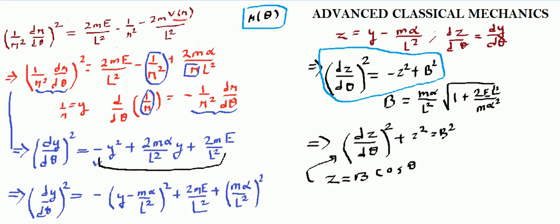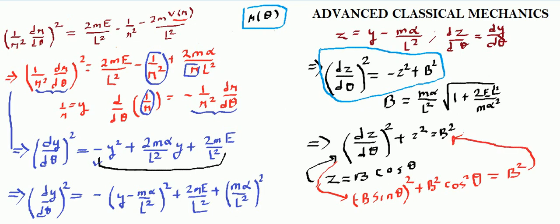The first term in this equation is (dz/dθ) whole square. So dz/dθ, I guess, will be b sin θ with a minus sign, whole square, plus again we have b square cos square θ. If you solve this, you'll get b square, the same b square that you have this side. So, amazing. z equals b cos θ is actually satisfying this equation. Agreed?